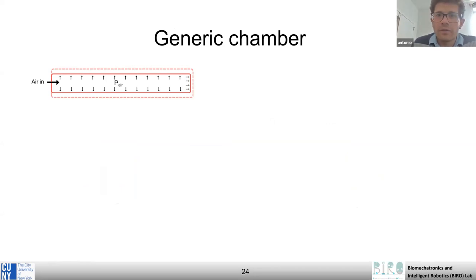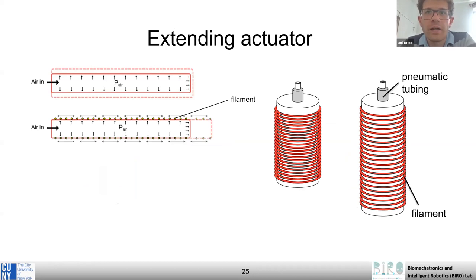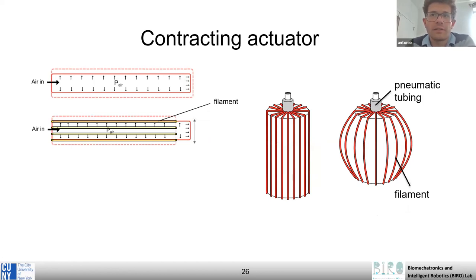If we wrap the bladder with inextensible fibers, the bladder is constrained from expanding radially, so that when inflated, it can only expand in the axial direction, obtaining an extending actuator. If instead of winding the fibers in a circumferential direction, we wind them in a longitudinal direction, what we get is a contracting actuator, so that it expands radially and shortens longitudinally.